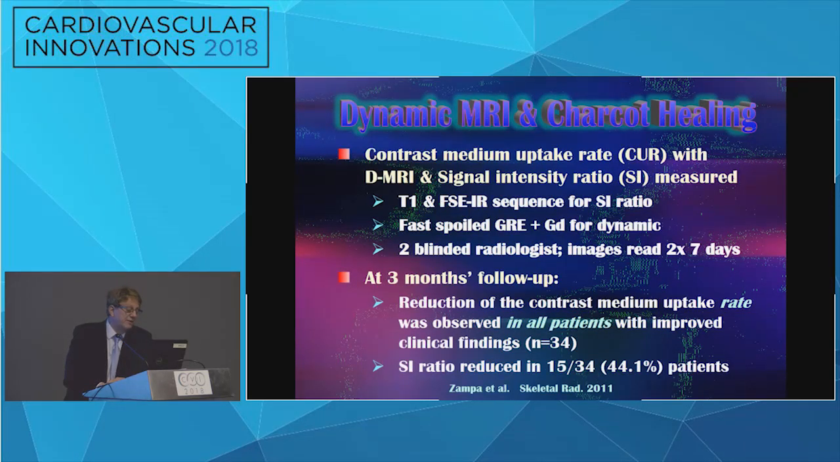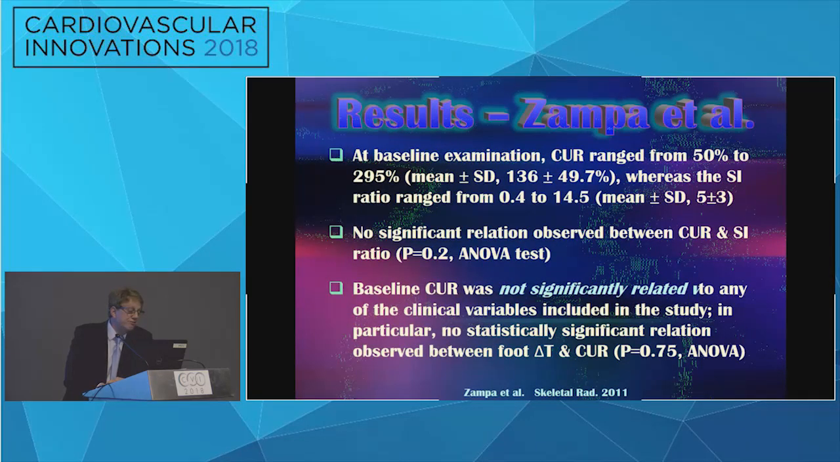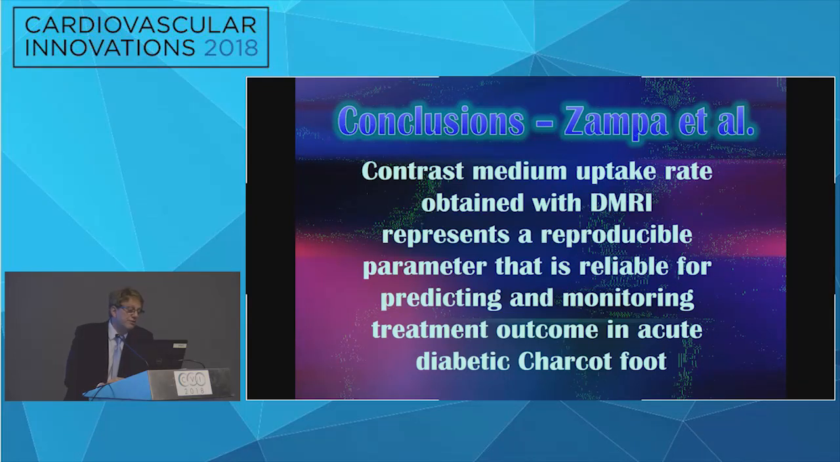So the bottom line here, and I'm going to get yanked off the stage here, is that they looked at these contrast uptake ratio and DMRI, and what they found was that the most reliable thing was this contrast uptake ratio. All right, it was reliable, and it seemed to correlate with healing very well. It wasn't related to any clinical variables. There was no relationship to the change in temperature, but what it was good at is predicting healing in the Charcot foot. So this is the conclusion.